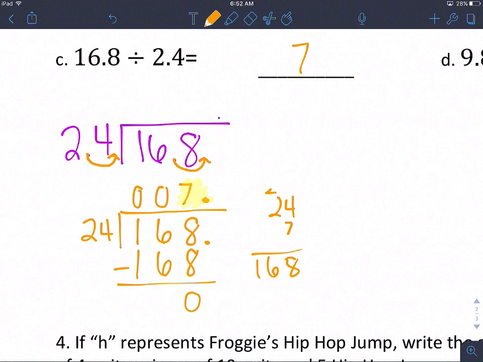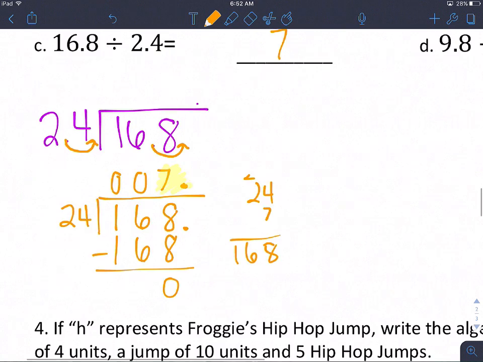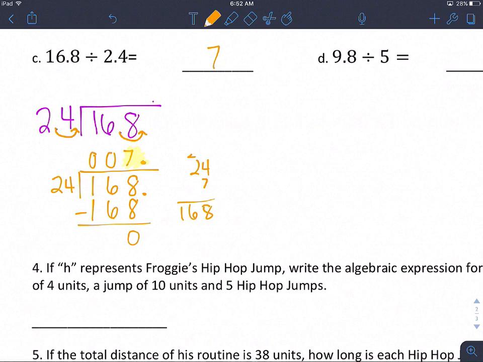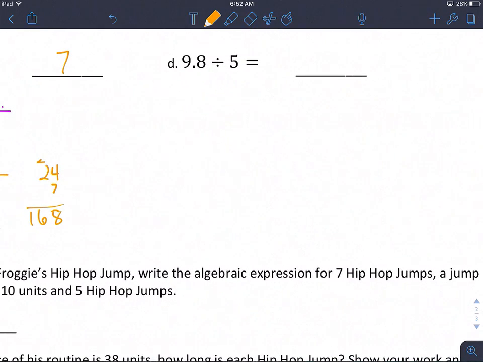Now, you have to go until it's 0. You can't leave anything, you can't leave a remainder, you have to have 0 as your answer. So if it doesn't go to 0, or if it's not repeating, you have to keep going, keep adding zeros.